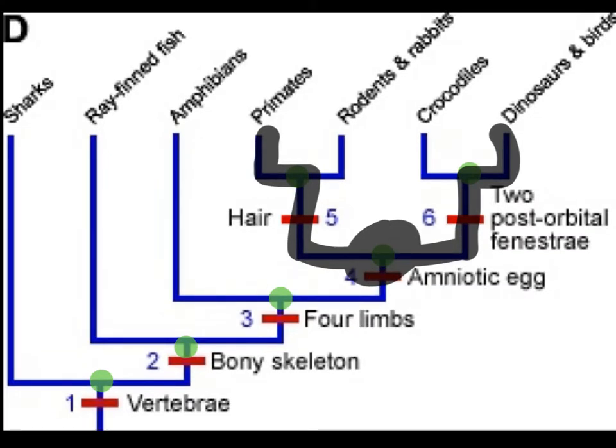Species that share a more recent common ancestor, such as primates and rodents, whose common ancestor is here, or crocodiles and dinosaurs here, are more closely related than we would say crocodiles and primates, whose common ancestor is here.